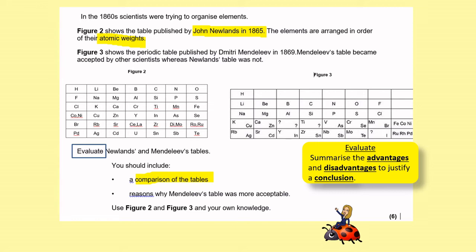So they want you to evaluate Newland's and Mendeleev's tables, and they want you to include a comparison of the tables and reasons why Mendeleev's table was more acceptable. And they want you to use the two figures that you have been given. So what you may wish to do is look at the groups of each of those figures to see if there's anything that stands out.